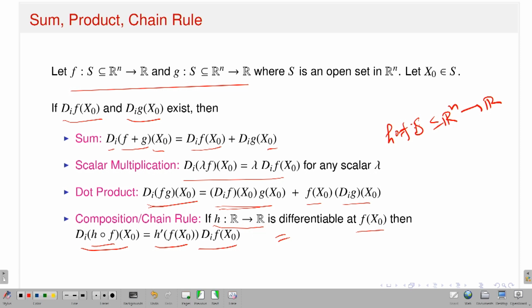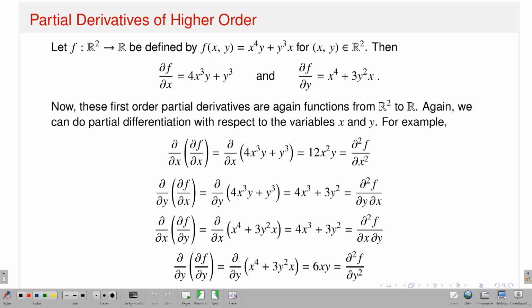More or less, whatever properties hold for derivatives of real valued functions of a real variable, similar things are true in the case of partial derivatives. Okay, as I said, once I have partial derivatives, then I can talk about partial derivatives of higher order. Before defining what I mean by partial derivatives of higher order, let me see some examples.